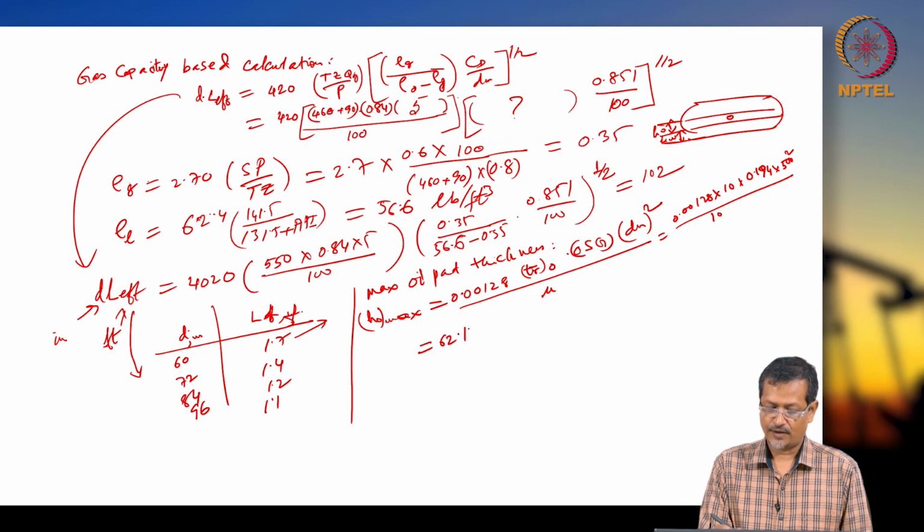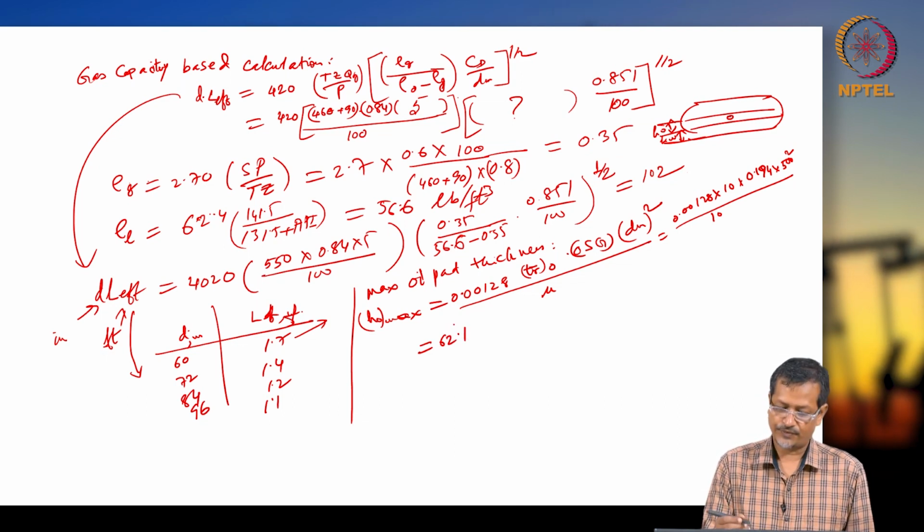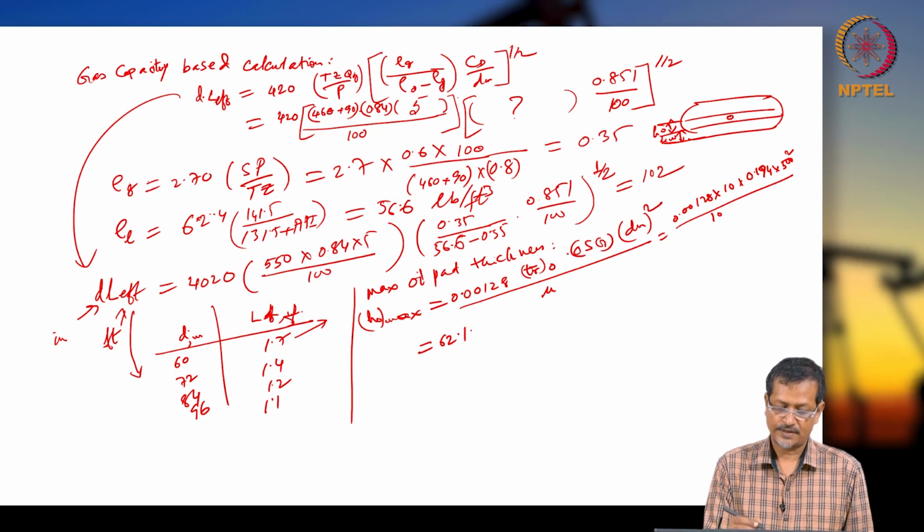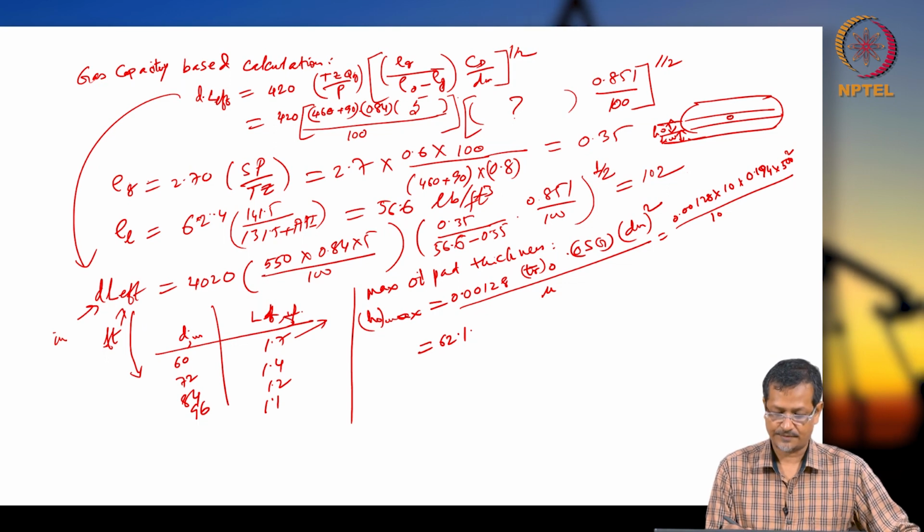Now if we calculate D max from here, we have to go to the chart. In the previous lecture I showed one chart like this.